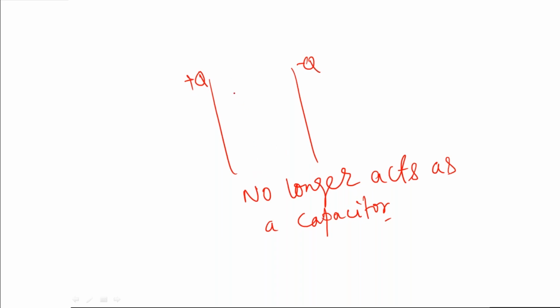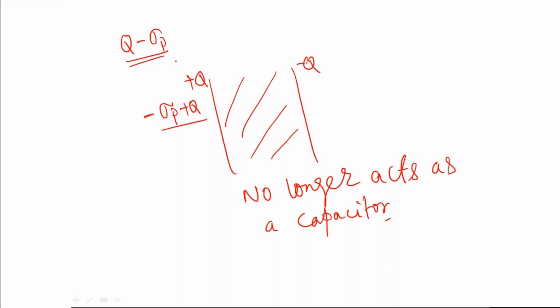So when these air molecules are getting ionized and some of the charges are getting neutralized, then this plate will gradually decrease its charge. The charge will be reduced by some sigma p charge, suppose negative sigma p, and this is positive. So this will be the effective charge. This effective charge is getting reduced, right?